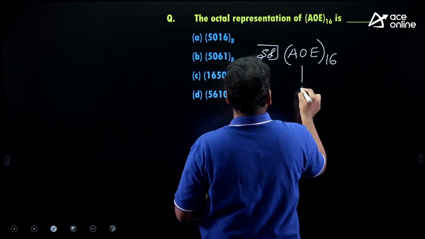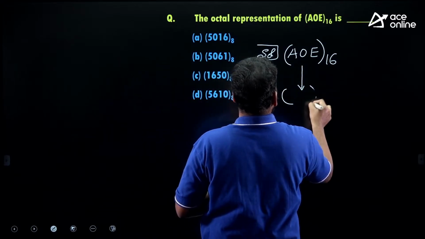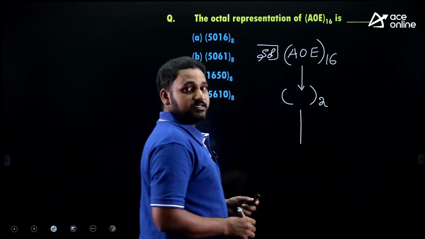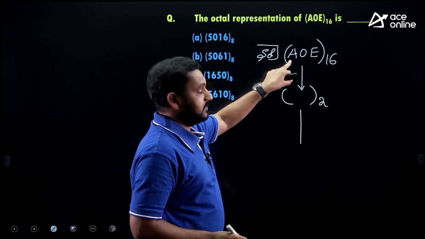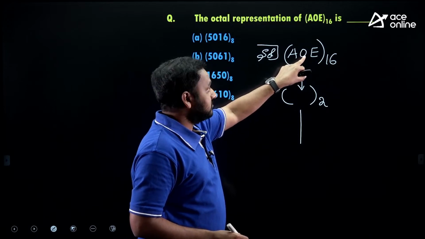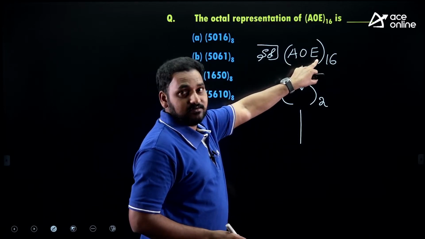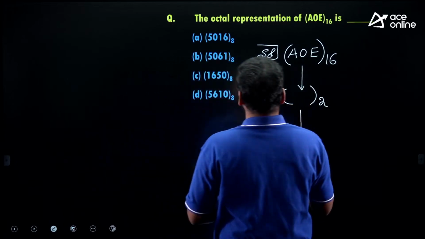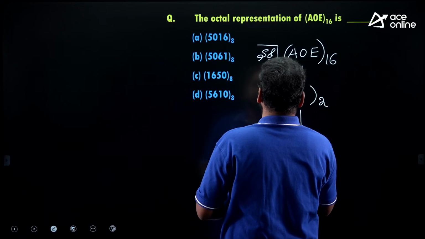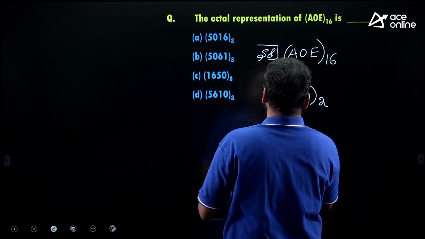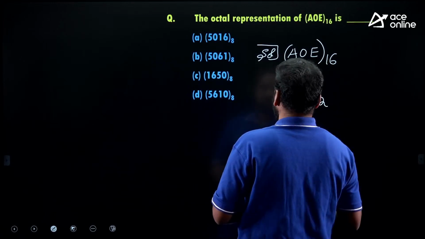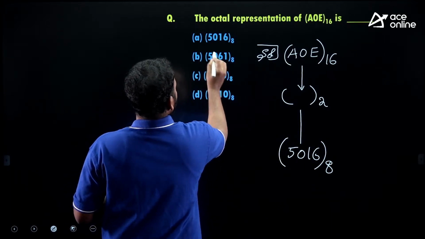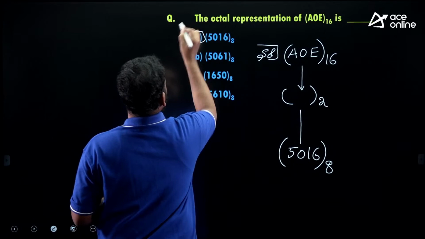Okay, you verify. You convert this number into binary by writing each digit in 4 bits: 1010 for A, 0000 for 0, 1110 for E. Group them in 3 bits, and you will get 5016 in octal. You verify it, you will get option A.